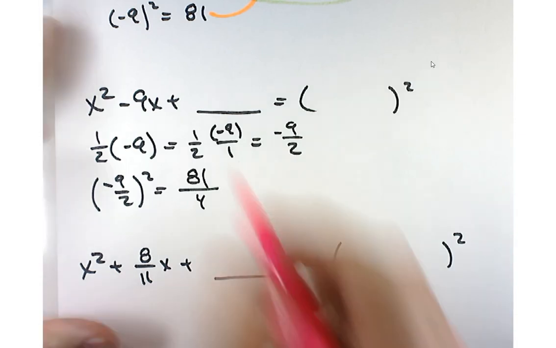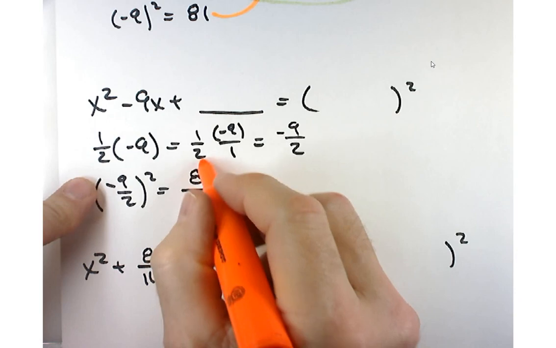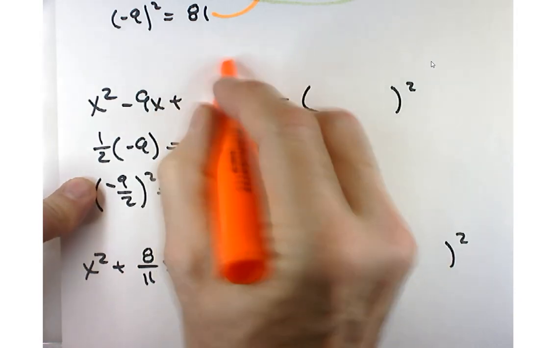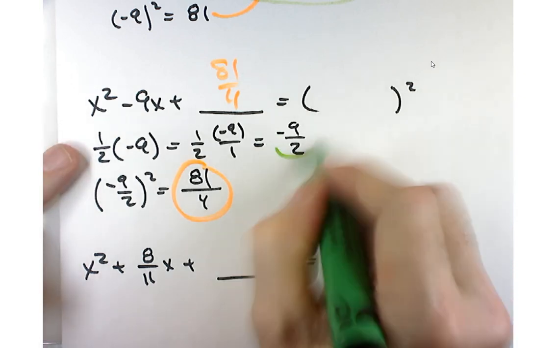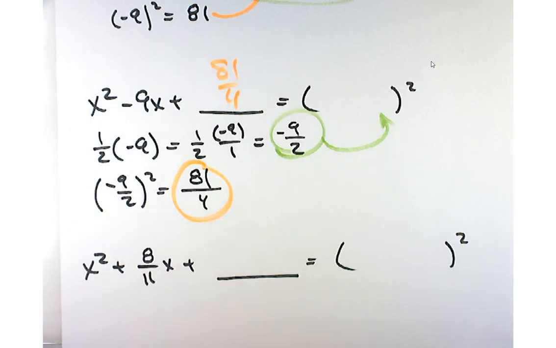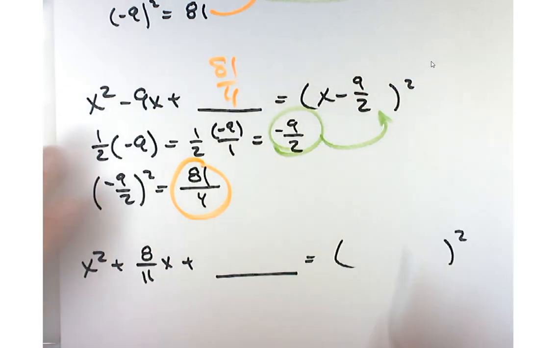Jameson, how's this going to fill in? 81 over 4 is in the C spot. All right, 81 over 4 in the C spot. I like that. Good deal. And then x minus 9 halves. Perfect. X minus 9 halves. I appreciate you giving me that x in particular.